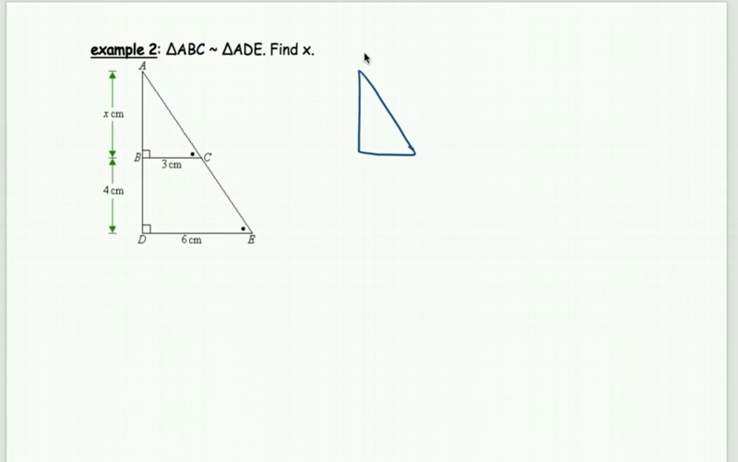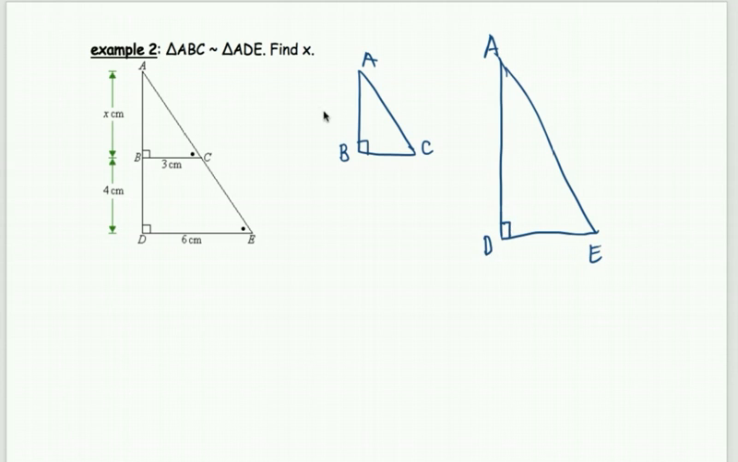So here, this was A, C, and B. Okay, and there's a right angle here. And then if we draw the big one now separate, this one's called ADE, okay? And we know that these are similar. ABC is similar to ADE.